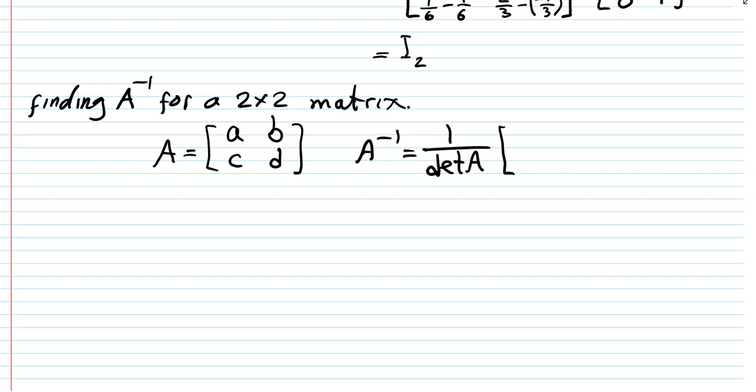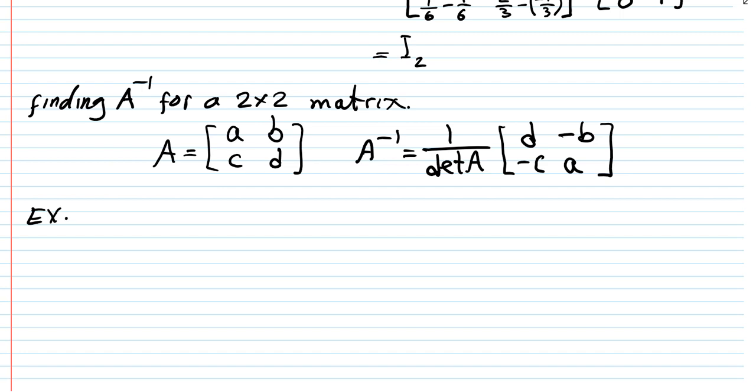And then what we do is we swap the diagonal elements. A, D becomes D, A. And then the off diagonal elements, we simply change the sign on those. Don't swap them, don't change them like we did A and D. Simply change the sign on them. Okay, and there you go. You're looking at the inverse.